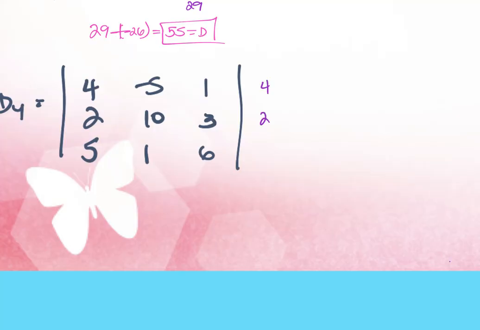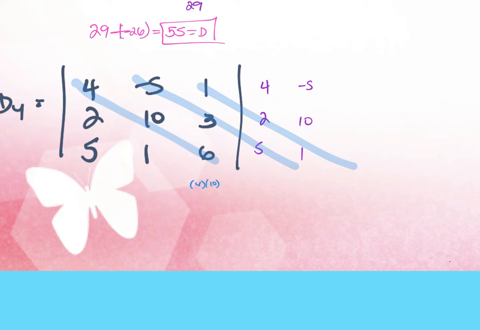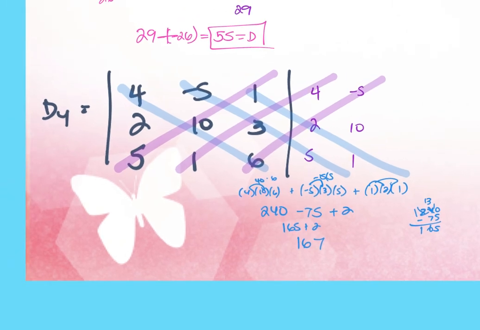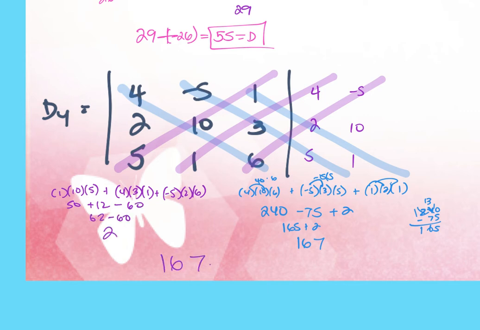All right, d of y, duplicate again the first two columns. Multiply down the diagonals. 4, 10, 6, plus negative 5, 3, 5, plus 1, 2, 1. 40 times 6, 240. Negative 15 times 5, negative 75, 2 times 1, 2. So 240 minus 75, 165 plus 2, 167. And then go back the other way. 1, 10, 5, 4, 3, 1, negative 5, 2, 6. So 50 plus 12 minus 60, 62 minus 60, which is 2. 167 minus 2 is 165.